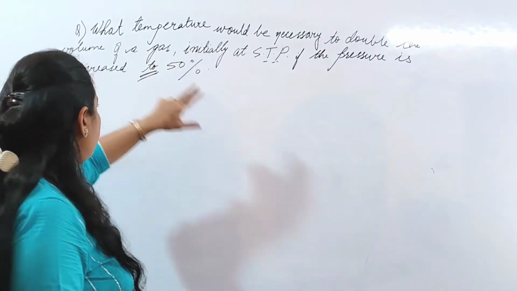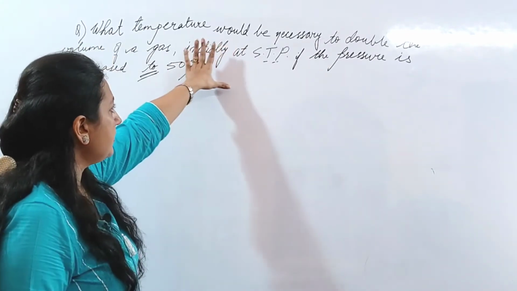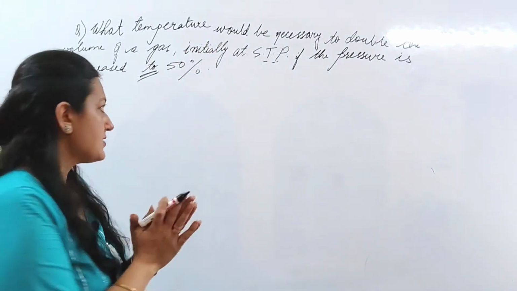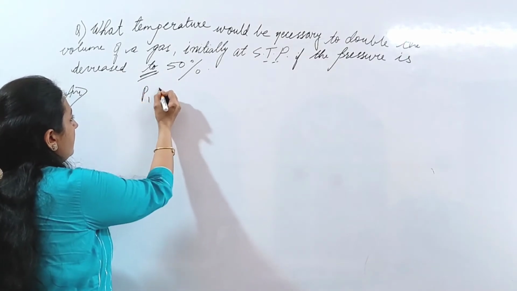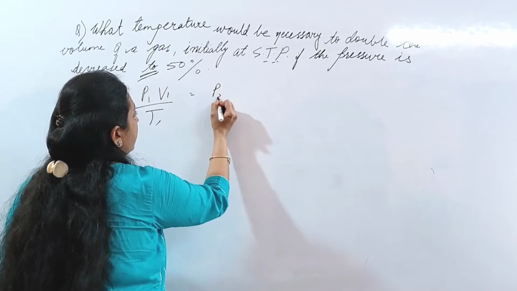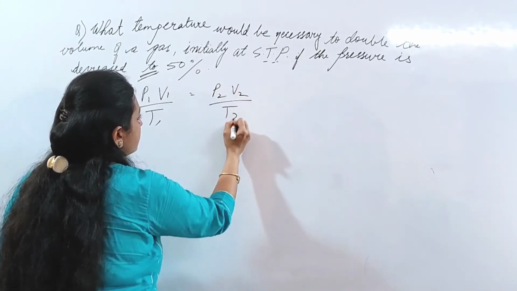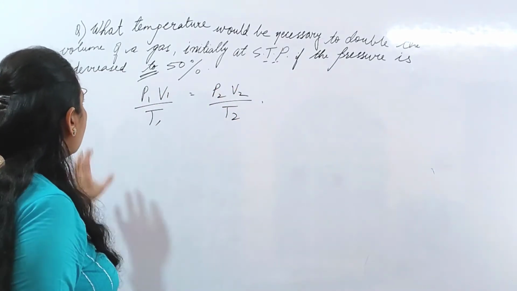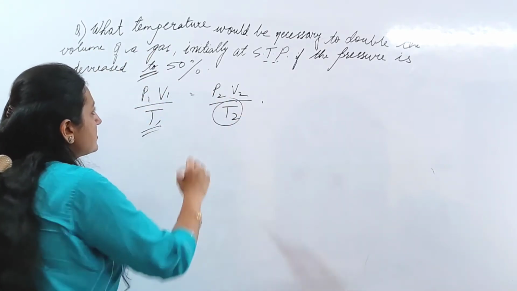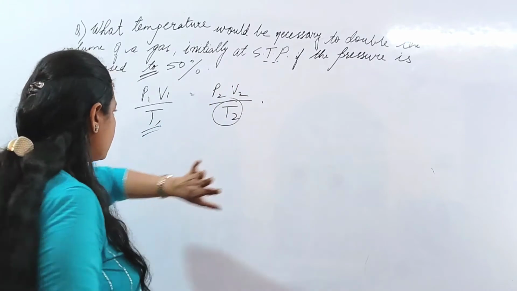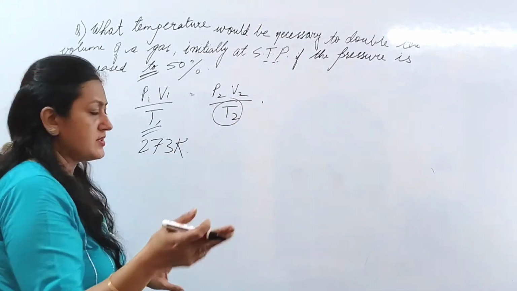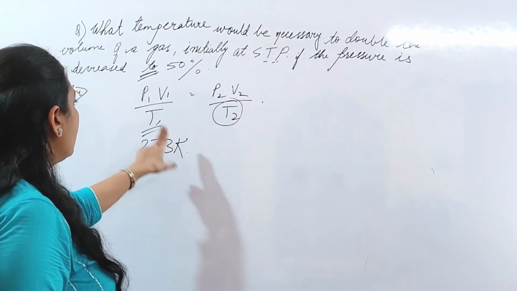Here we can see the relationship between all the three variables, that is volume, pressure and temperature. Okay, so you have to solve this with the gas equation, which is P1 V1 by T1 is equal to P2 V2 by T2, right? So here the question is you have to find out T2. What is T1? It is standard temperature. What is the standard temperature? It's 273 Kelvin or 0 degree centigrade, but we will take Kelvin.